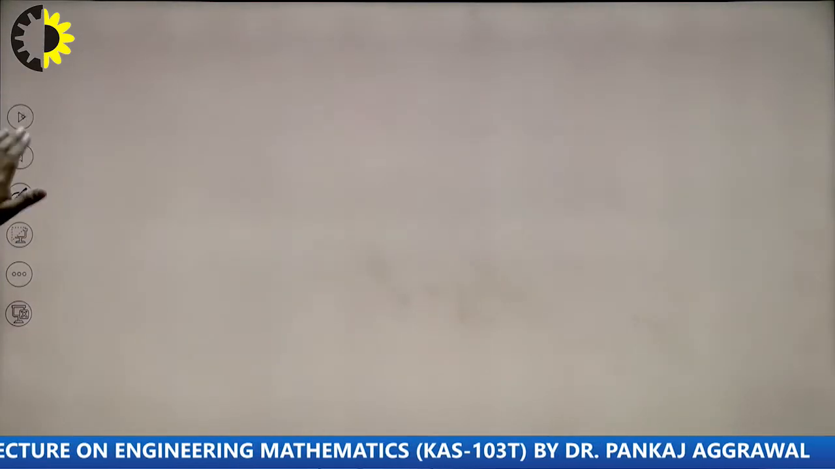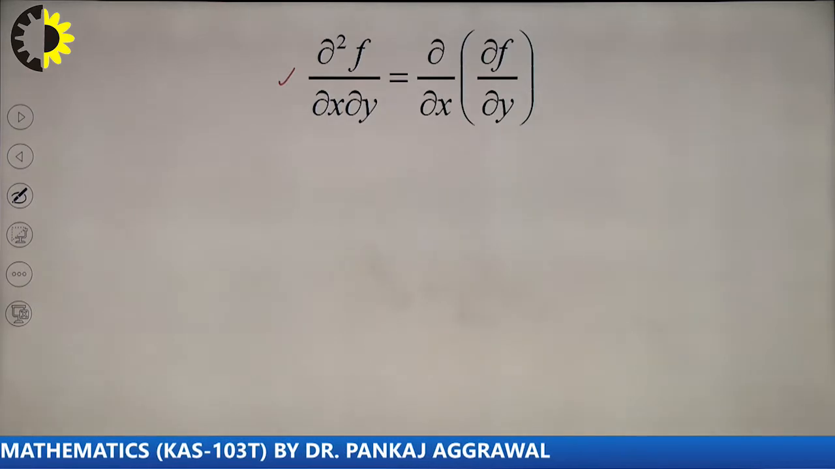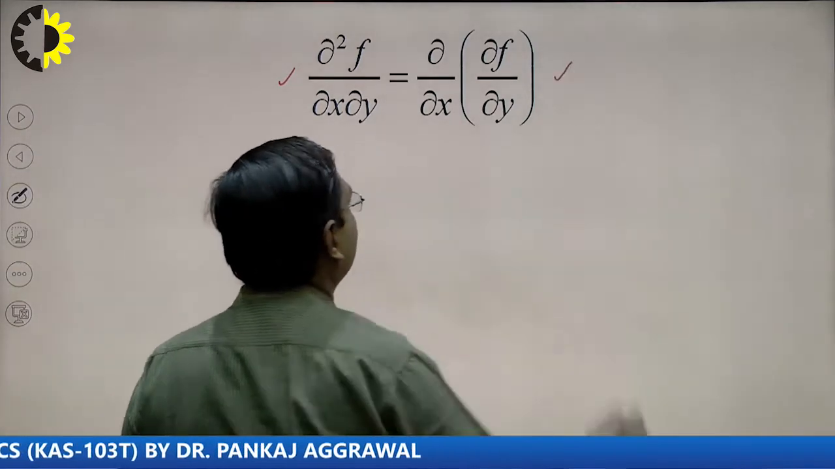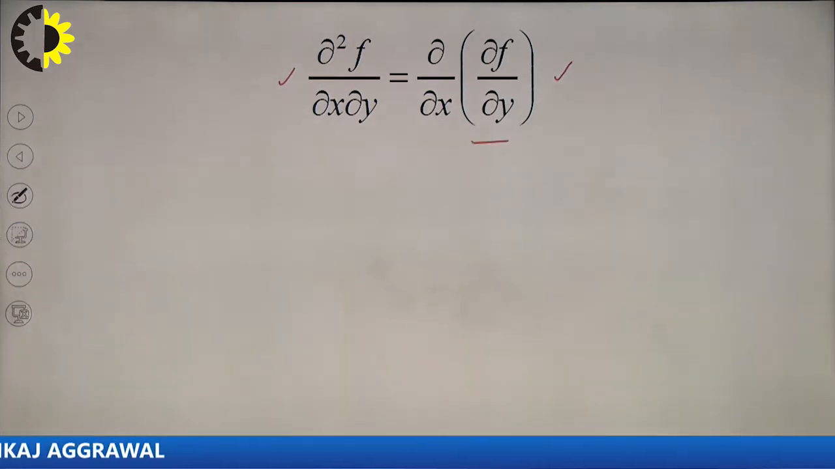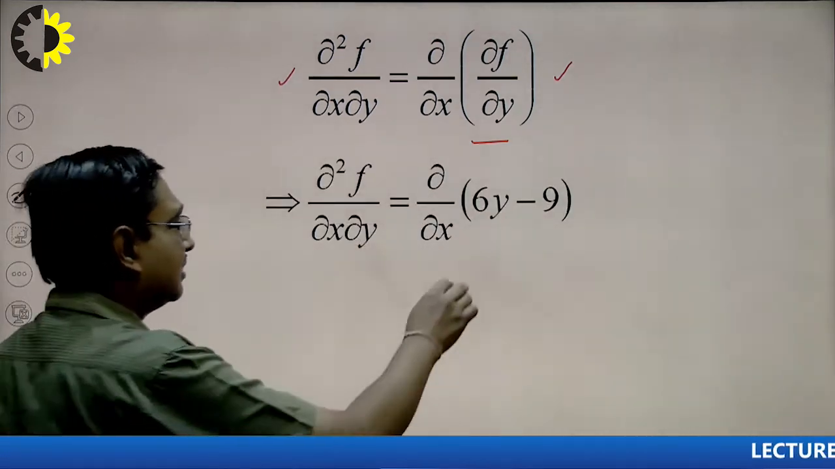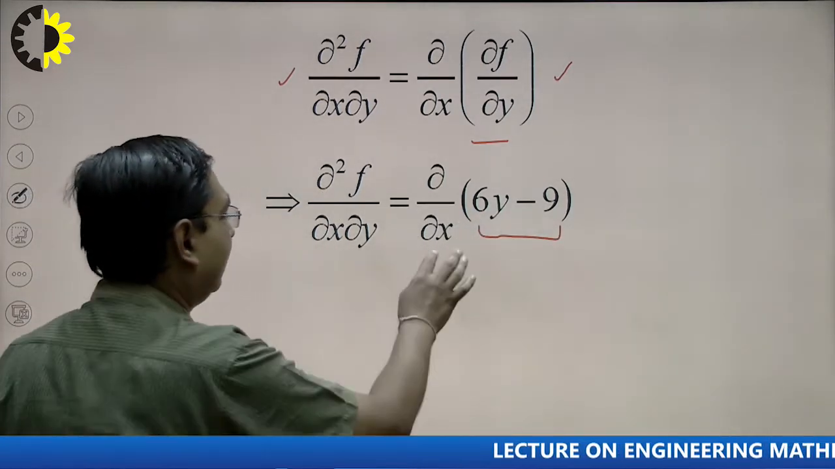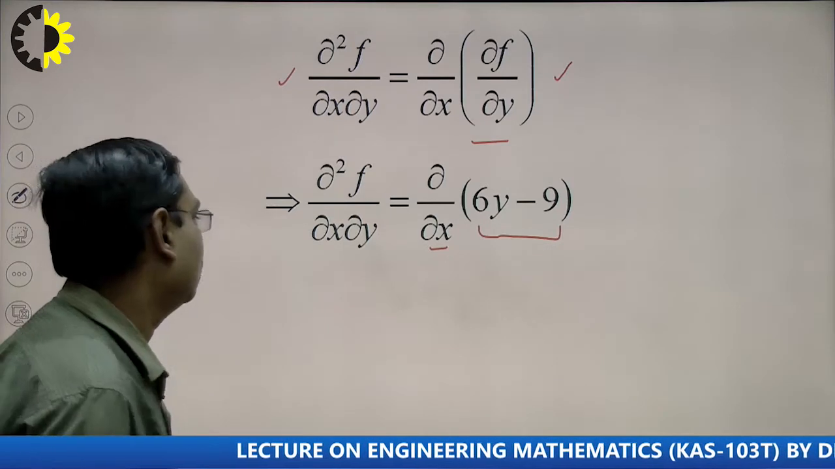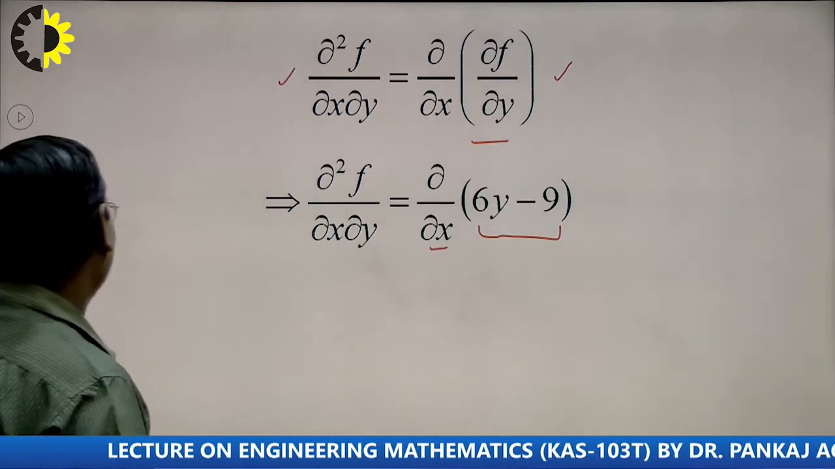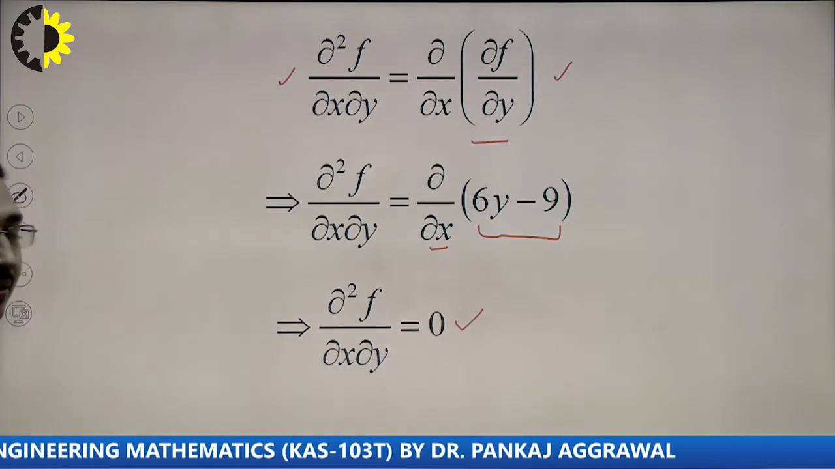The next derivative which we are going to calculate is del 2f over del x del y. Del 2f over del x del y is del upon del x of del f upon del y. This del f upon del y was calculated in the previous slides. Its value was 6y minus 9. When we differentiate this 6y minus 9 with respect to x, because there is no term having x, the derivative of this term with respect to x will be 0, and therefore I have written del 2f over del x del y equals 0.